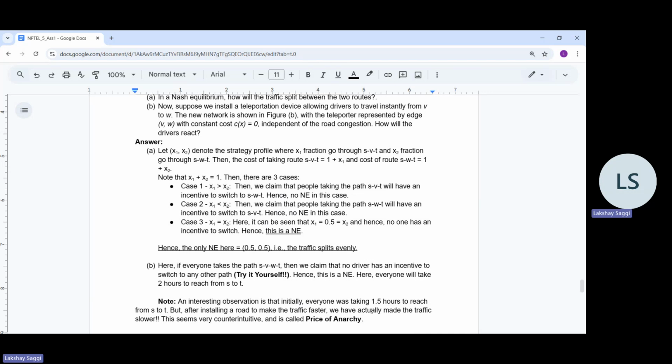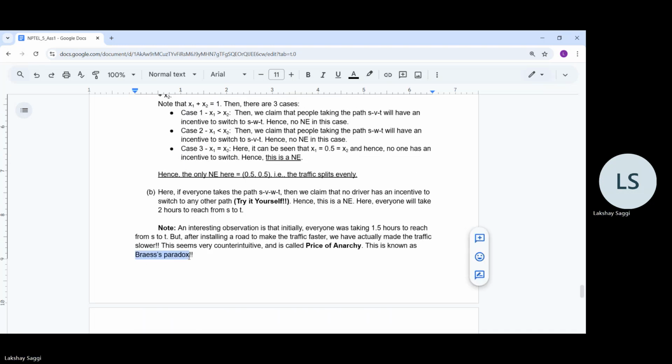This is also known as Braess's paradox. I don't remember the spelling, but it's something like this. And I think this is very cool: in spite of trying to help the network, you've actually made the network slower.